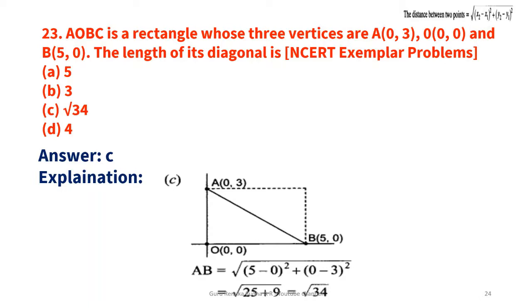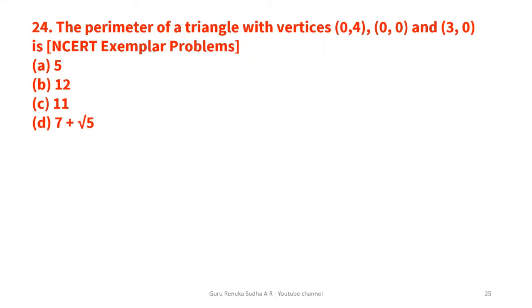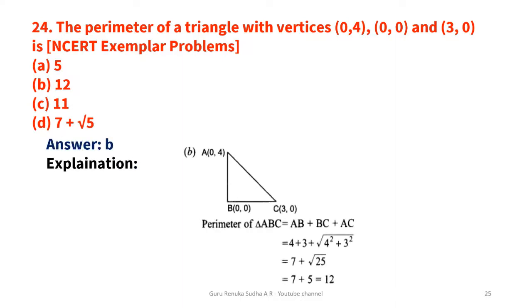24th question. The perimeter of the triangle with vertices (0, 4), (0, 0), (3, 0) is asked. Perimeter means the length of the boundary. According to this figure, you can easily calculate the three sides. Sum of the three sides, you will get the answer. So 4 plus 3 and then root of 4 square plus 3 square. That means AC is the hypotenuse side, that's why it is noted like that. AB is 4 and BC is 3. Then you can get the answer.